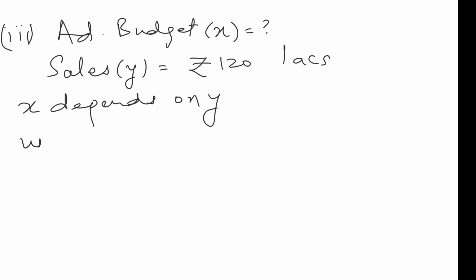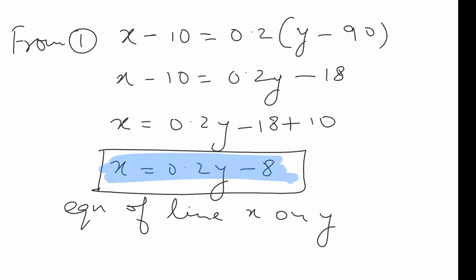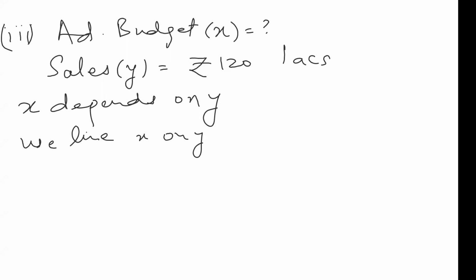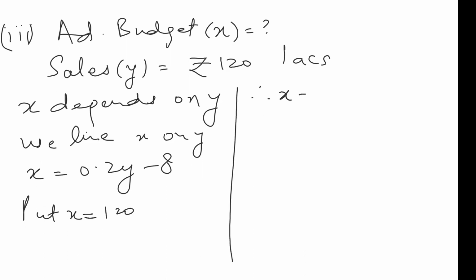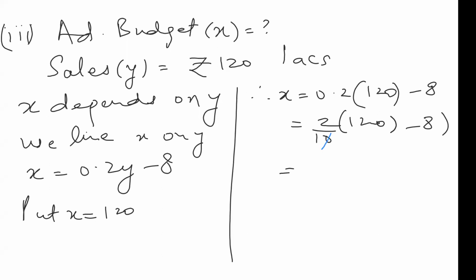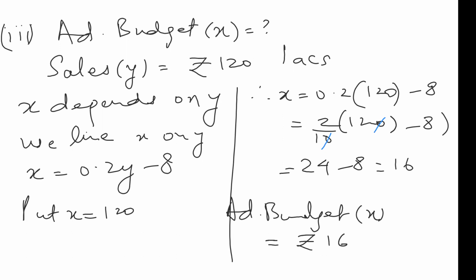So use line x on y, which we have already calculated. We'll make use of this. X is equal to 0.2y minus 8. So put y is equal to 120. Therefore, x is equal to 0.2 into 120 minus 8, which is 2 upon 10 into 120 minus 8. The 0 will get cancelled, so 24 minus 8, which is equal to 16. So the advertisement budget, which is denoted by x, is equal to rupees 16 lakhs. This should be your final presentation for this particular question. It's a 4-mark question.